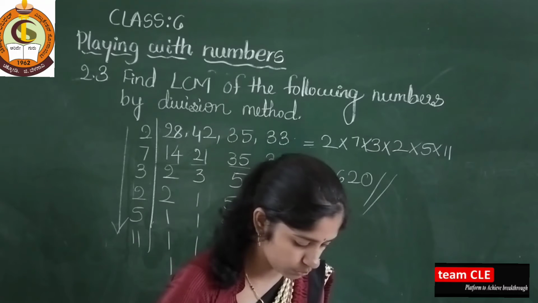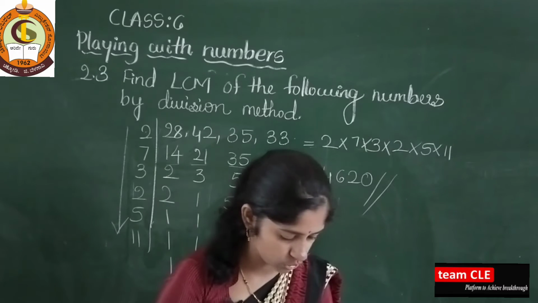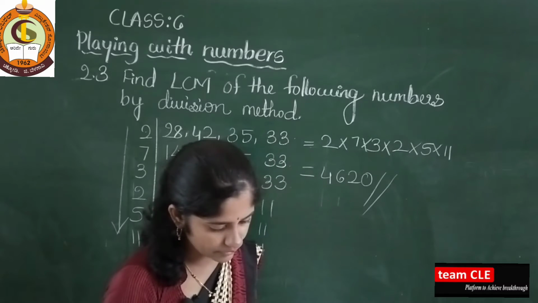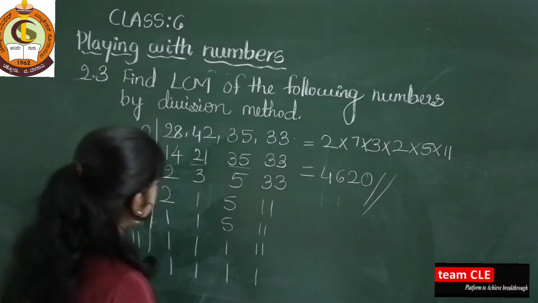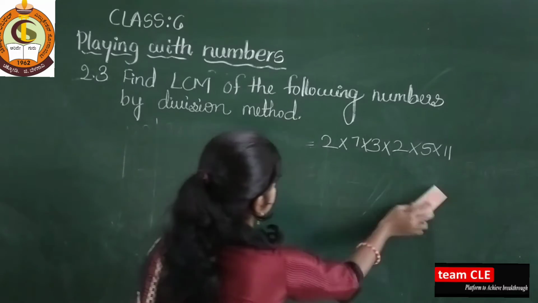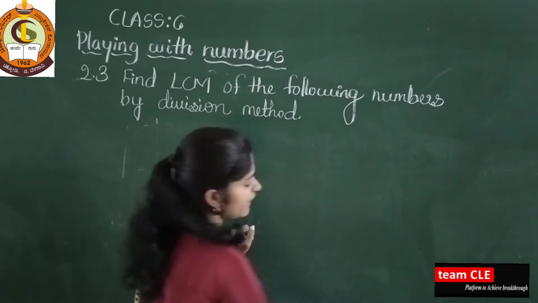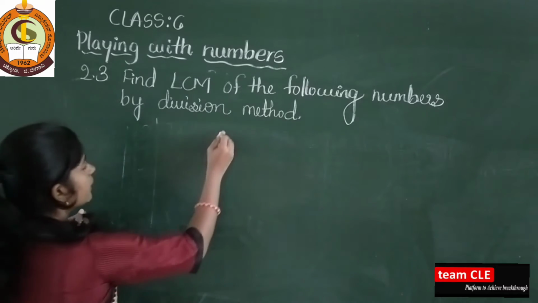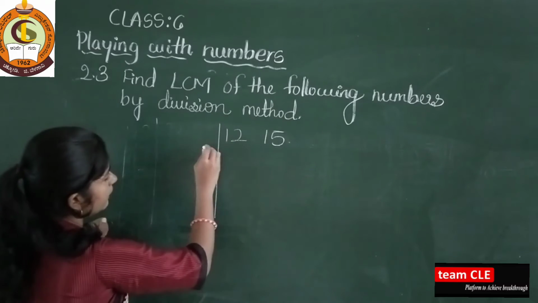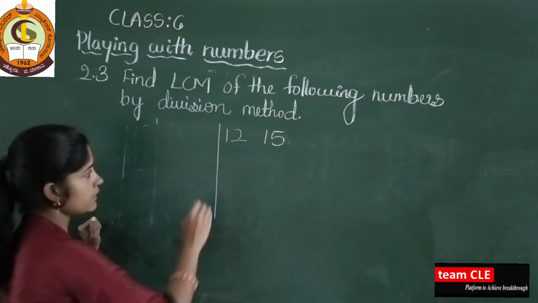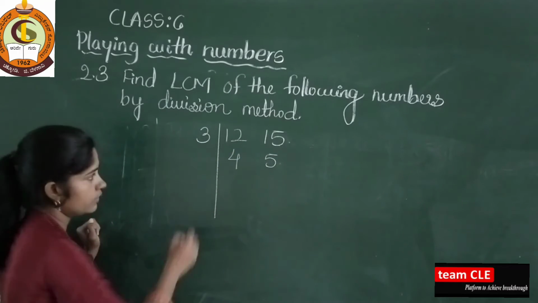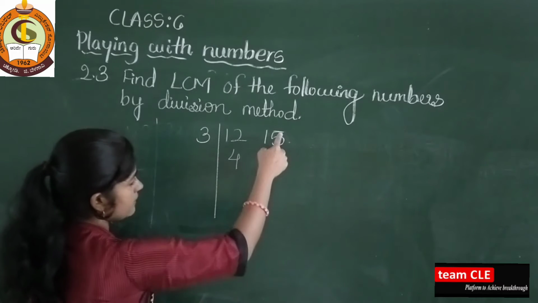So let us take one more example from your textbook. 28, 42 is over. Next I will take one more small example. Let us take 12 and 15. 12 and 15 are there in the table of 3. So take 3 4s are 12, 3 5s are 15.